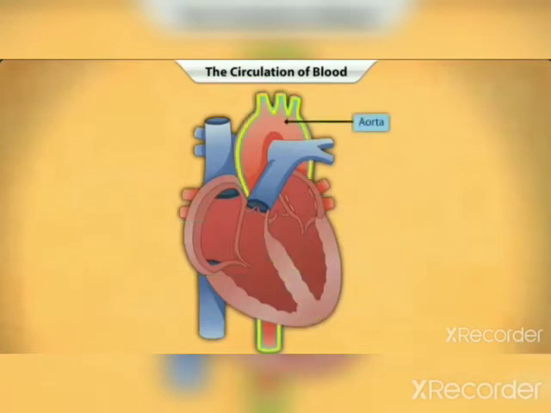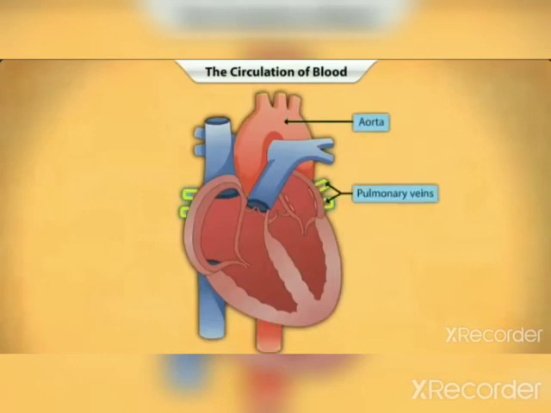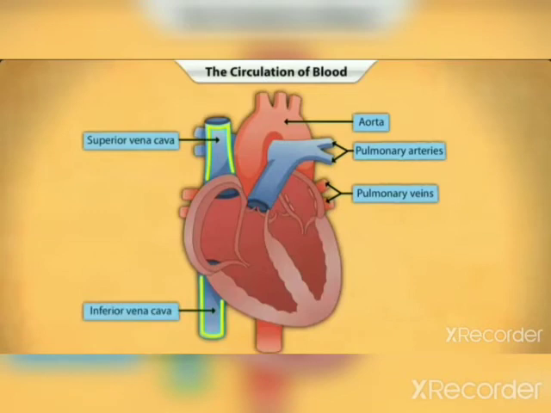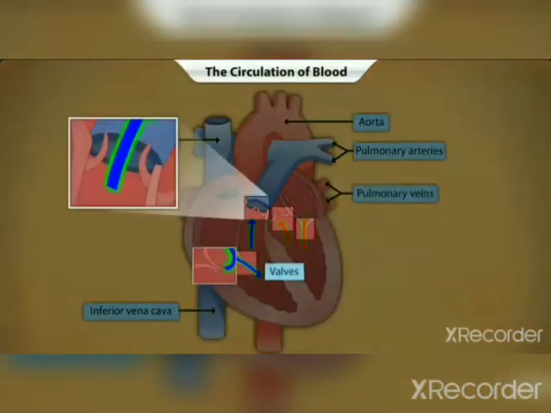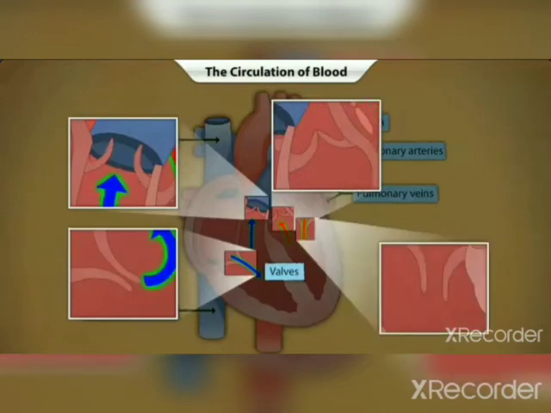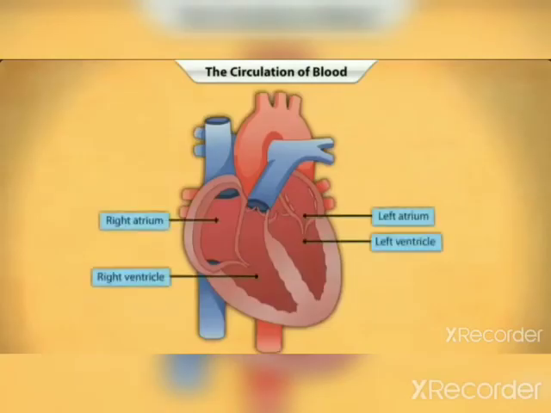And there are many vessels in the heart: aorta, pulmonary artery, pulmonary vein, superior vena cava and inferior vena cava. These are the vessels present in the human heart through which blood enters, and there are four valves also. These valves open and close when the pressure inside the heart is going up and down. So these are the valves, four kinds of valves.